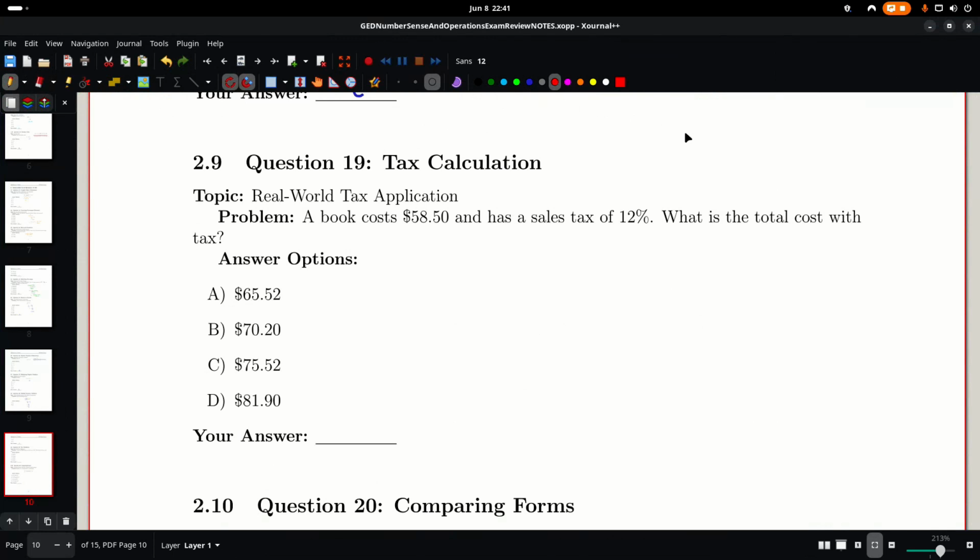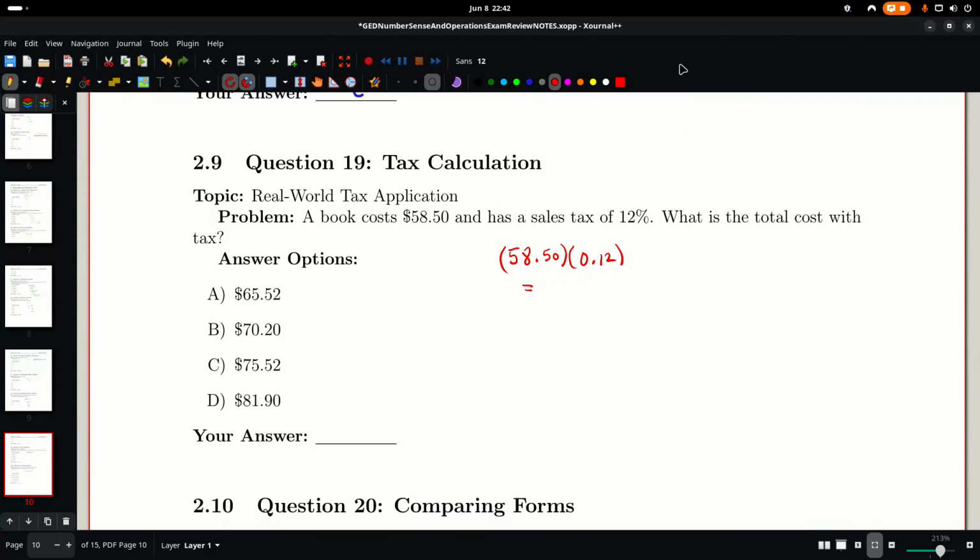A book costs $58.50 and has a sales tax of 12%. What's the total cost with tax? So we have to figure out what the tax is going to be. So 58.50 multiplied by 12 over 100, or 0.12. This is a calculator problem.